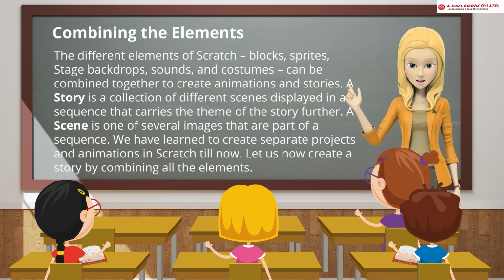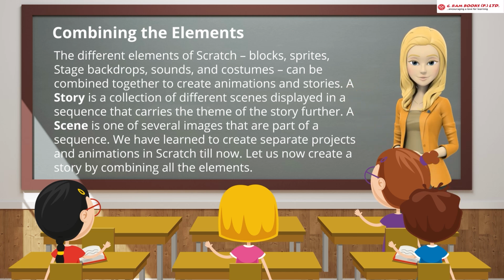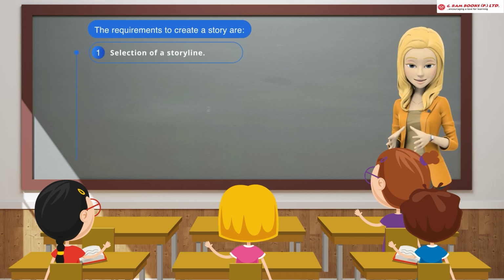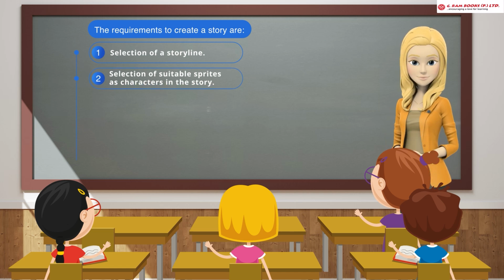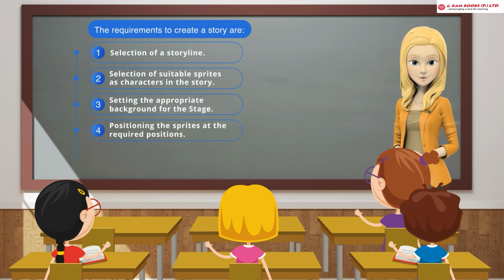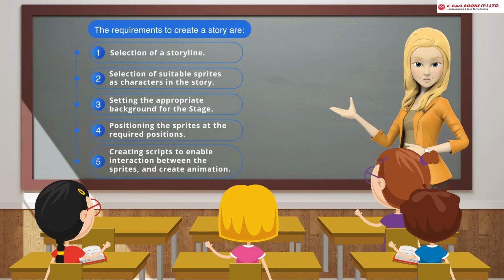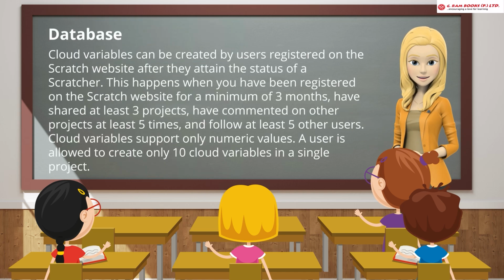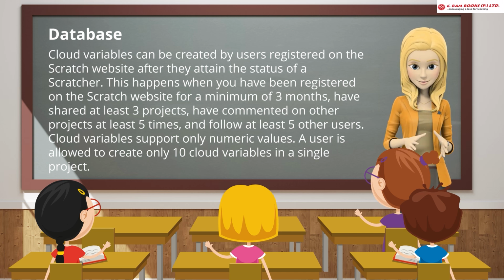We have learned to create separate projects and animations in Scratch till now. Let us now create a story by combining all the elements. The requirements to create a story are selection of a storyline, selection of suitable sprites as characters in the story, setting the appropriate background for the stage, positioning the sprites at the required positions, creating scripts to enable interaction between the sprites and create animation.